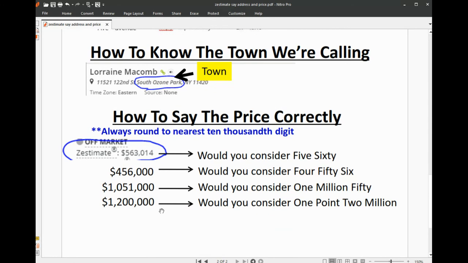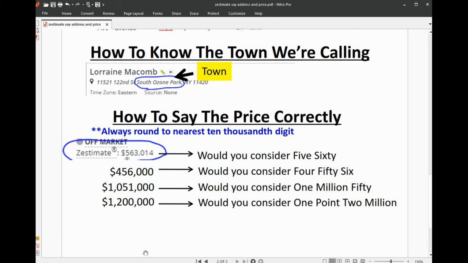So now let's talk about how do we say the price correctly. So if we see this figure, we just say, would you consider 560? Like I said before. If you see this figure, just say, would you consider 450 or 456? But usually we'll just say 450. For this, we just say, would you consider 1,050,000? Okay, because this is 1 million, this is 50. This is 1.2 million. Okay, so if you see these digits, you'll know that it's over a million.